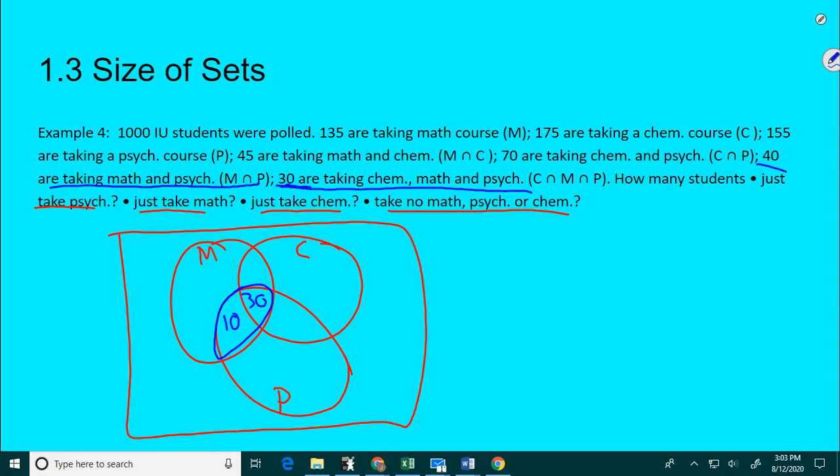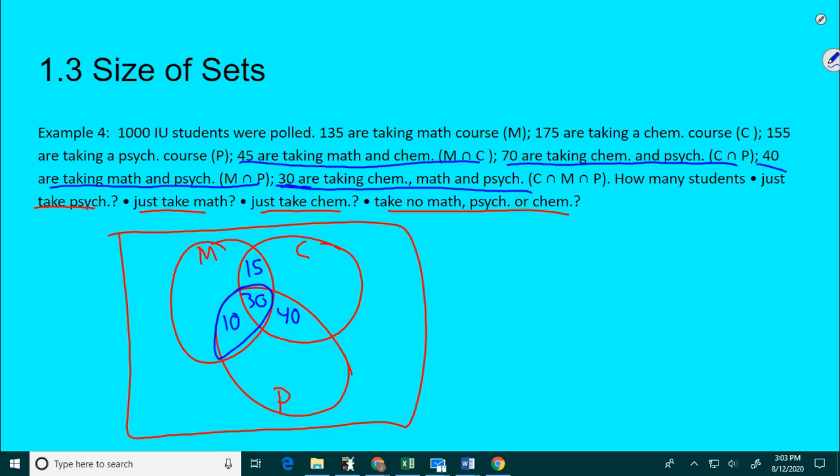And we can just keep going the same way if we keep working backwards. 70 are chemistry and psych, so that means this little open spot between chemistry and psych has to add to 70. That's a 40 there, because the 40 and 30 give you 70. 45, math and chemistry, so we have 15 there.